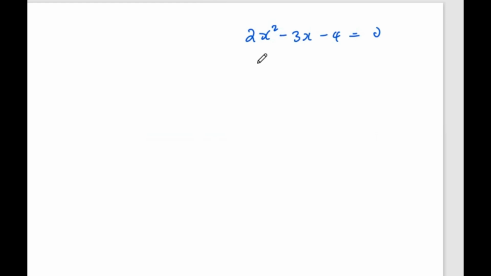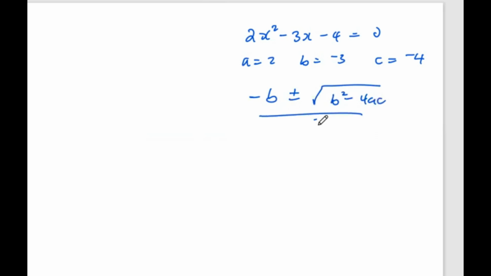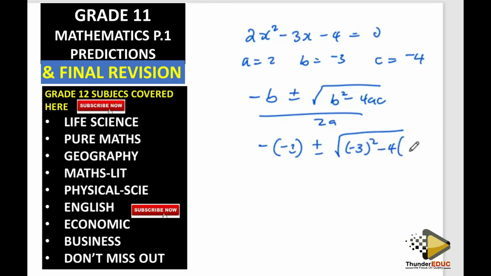So our A is 2. Our B is negative 3. Our C is negative 4. So the number together with the sign, okay? Then from the quadratic formula, negative B plus minus the square root of B squared minus 4AC, over 2A. Do the substitution. So negative negative 3 plus minus the square root of negative 3 squared minus 4 times 2 times negative 4, over 2 multiplied by 2.